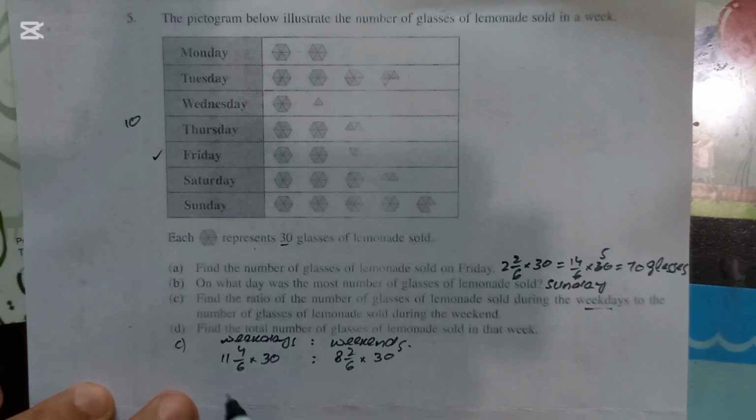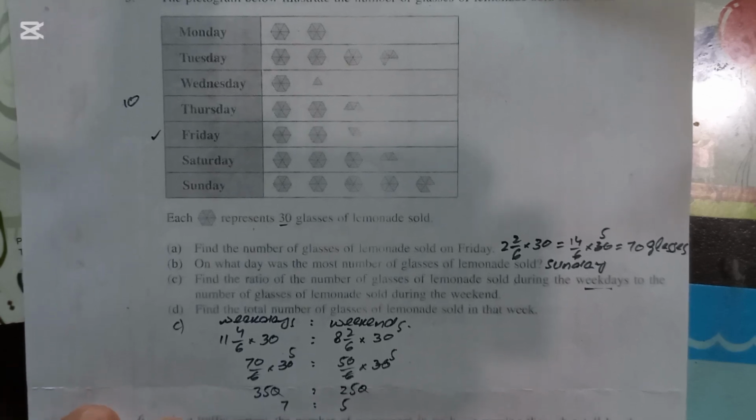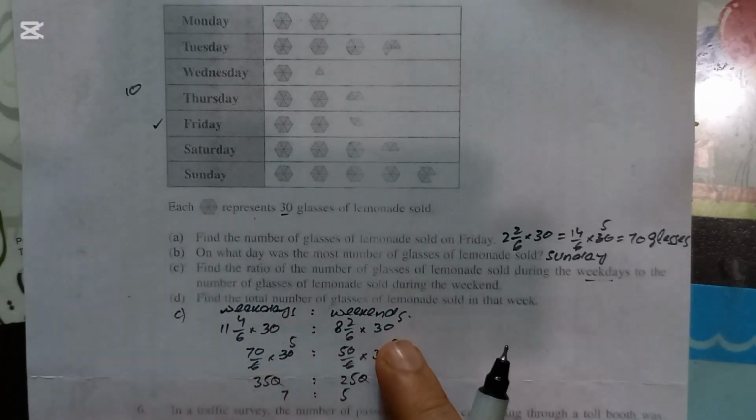Now we will solve it. 11 sixes are 66 plus 4 is 70 over 6, multiplied by 30. 8 sixes are 48 plus 2 is 50 divided by 6, multiplied by 30. 6 fives are 30, 6 fives are 30. Here we'll make 350 and here will be 250. Now we will solve it: the 0 will be cancelled, and 5 sevens and 5 fives. So this is the ratio of weekdays glasses to weekend glasses.